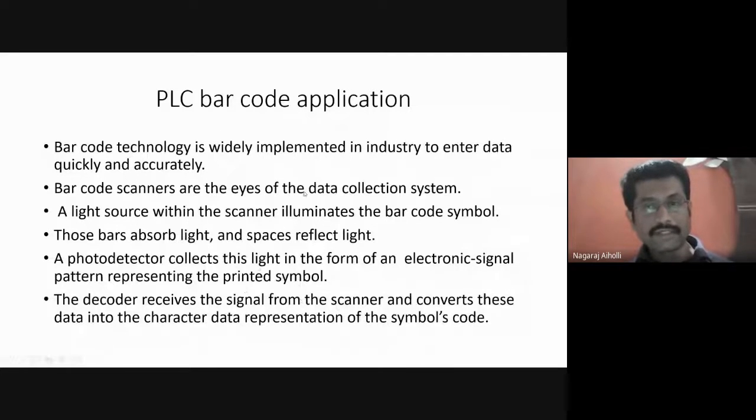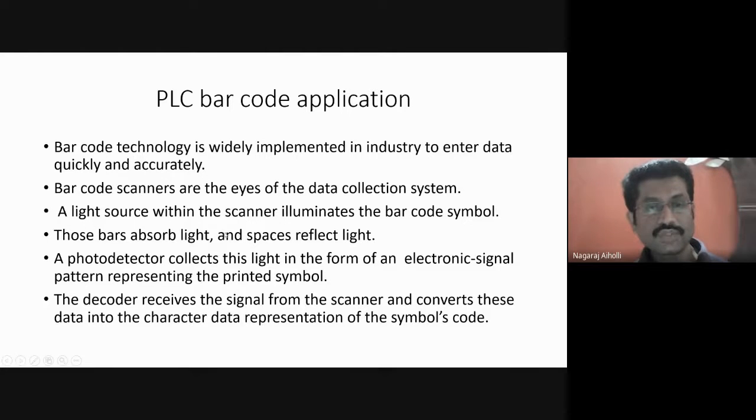So this is implemented in industry to enter data quickly and accurately. It is regarded as the eye of the data collection system, because it is becoming so prominent nowadays that we rely very much on the barcode scanner, because it avoids manual work. Manually, if you want to see the rate and enter it in your database, it takes more time on your desktop. But if you are scanning the barcode, it automatically takes the rate, and we are able to proceed to the next item quickly.